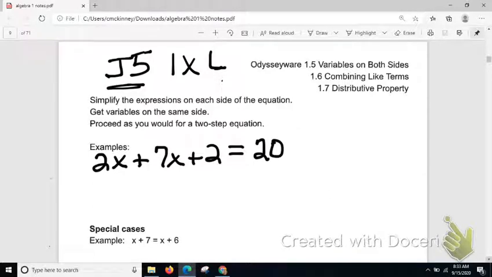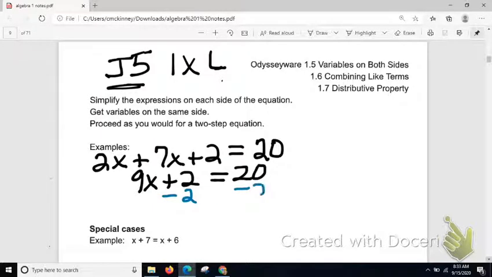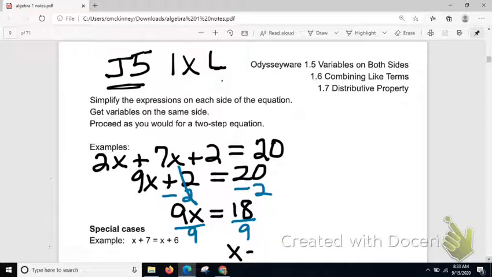So we would simplify what we can. So the 2x and the 7x, we're going to combine like terms. So that makes 9x, and then 9x plus 2 is 20. And then hopefully from yesterday, you remember how to solve a two-step equation. If not, we're going to get lots more practice today. I'm going to subtract 2 on both sides. That gives me 9x is equal to 18. And then I'll divide both sides by 9, and x is equal to 2.